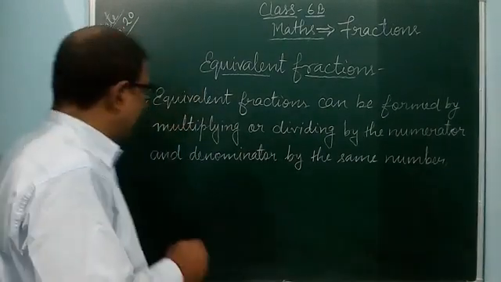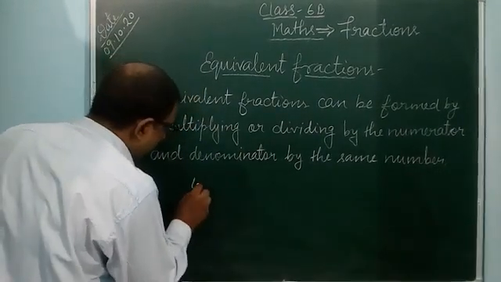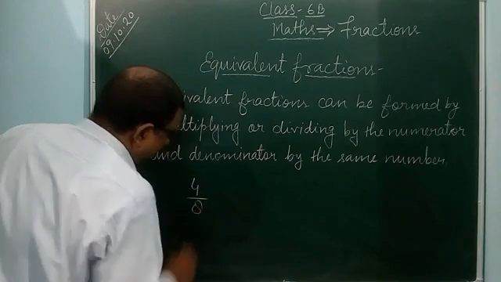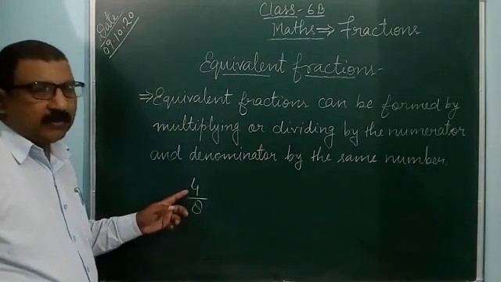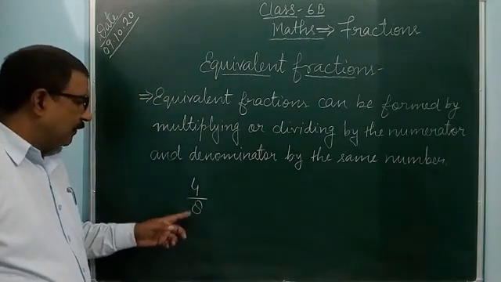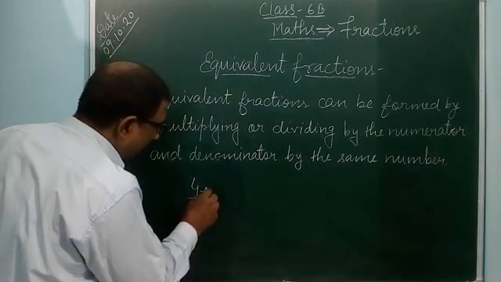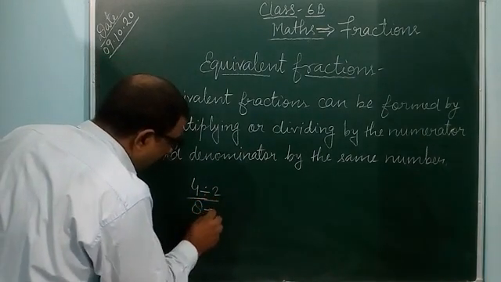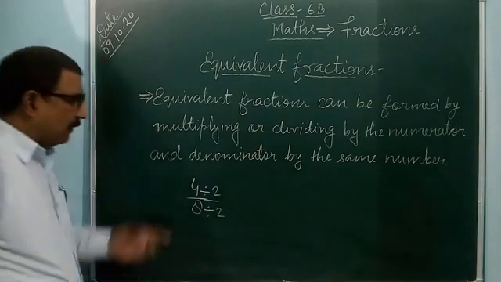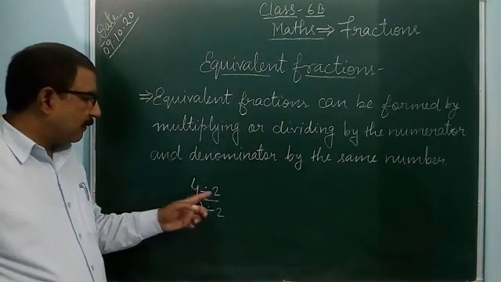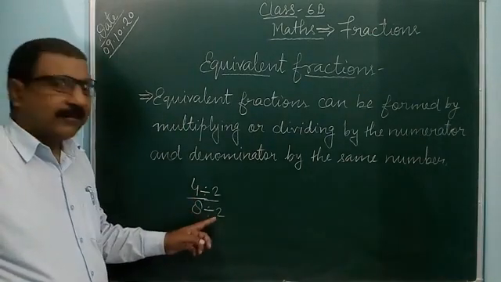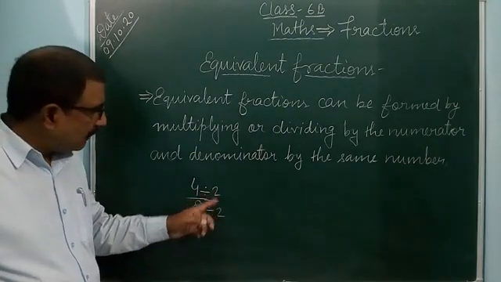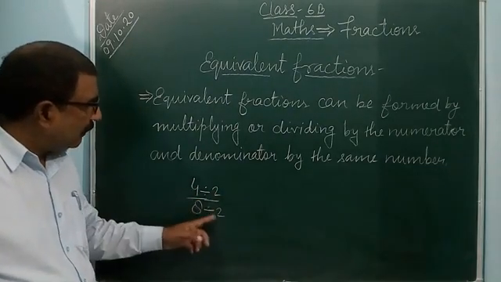Suppose it is given 4 by 8. 4 is numerator and 8 is denominator. If you are dividing 4 by 2 and 8 also by 2. See, 4 is divided by 2, 8 is also divided by 2. You are using the same number to divide numerator and denominator.